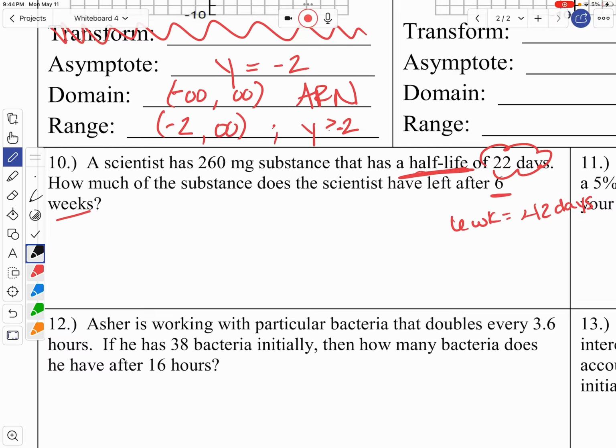Okay, so when we go to set it up, if we talk our way through it, it's going to say we started with 260, half-life, which means that we are halving it. We are going to take a look at it for 42 days, but every 22 days is when it gets cut in half. So looking at those different cycles.